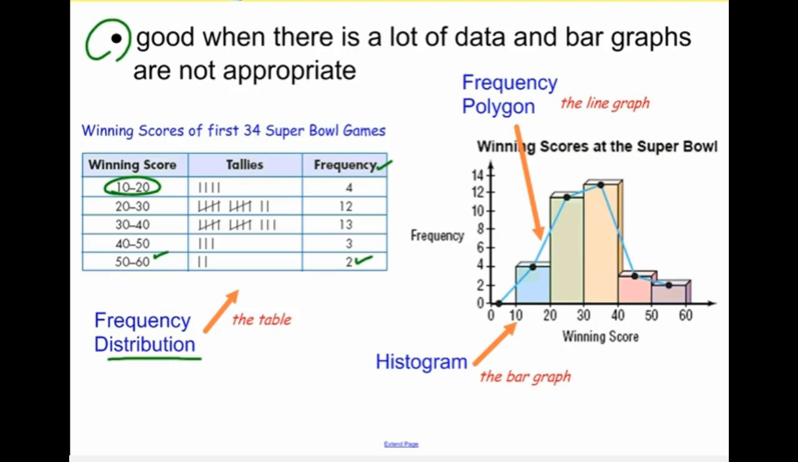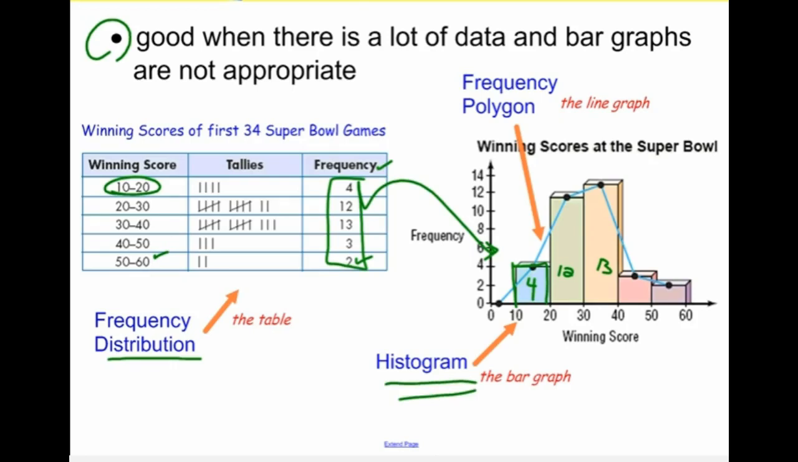So I'm going to tally up my data, get the frequency, and that's going to lead me into a bar graph. We can see from 10 to 20 points, the height of my bar was 4. And so on down the line, 4, a height of 12, a height of 13, and so on. This bar graph is called a histogram.